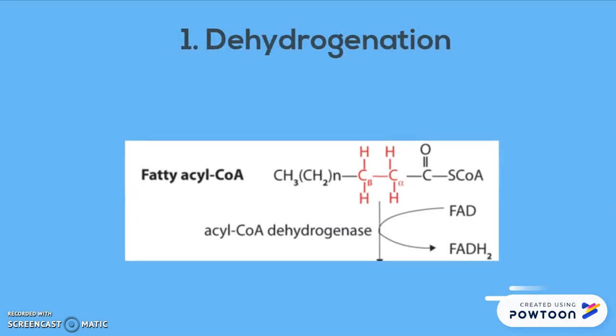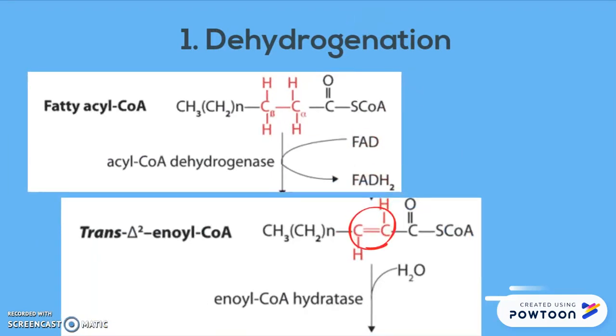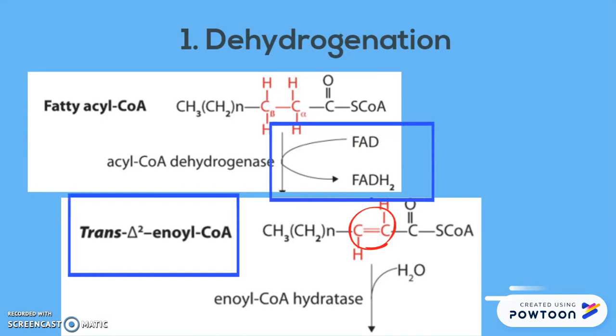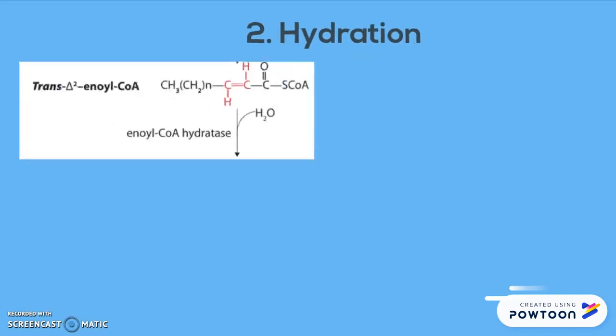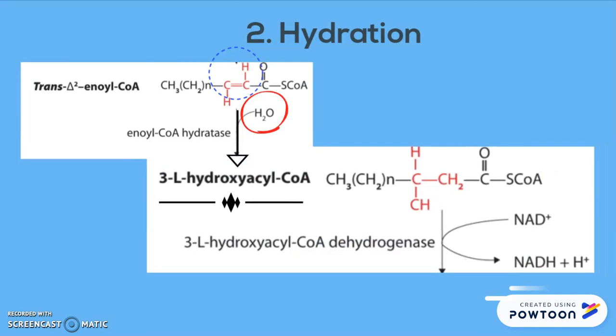Step 1, dehydrogenation. The dehydrogenase enzyme removes 2 hydrogens from carbon at position 2 and 3, alpha and beta, forming a double bond. In this step, FAD+ is an electron acceptor to produce FADH2. The reaction produces trans delta-2 enoyl-CoA. Step 2, hydration. Water molecules are used to break the double bond to form L-3-hydroxyacyl coenzyme. The reaction is catalyzed by enoyl-CoA hydratase.